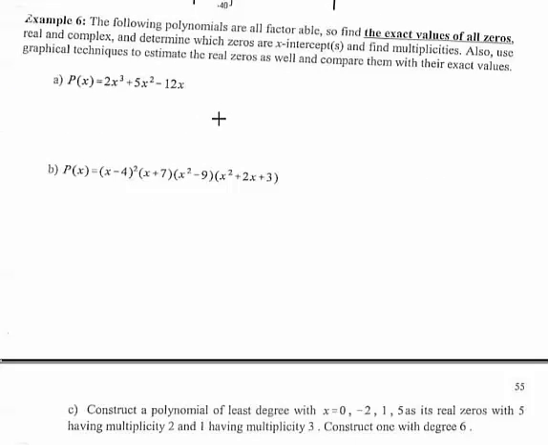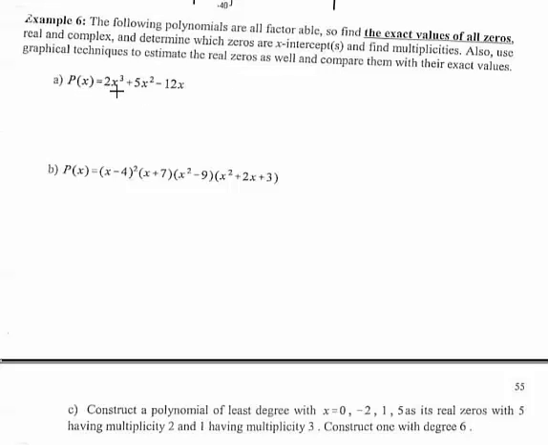Example 6, what does it want us to do? We want to find the exact values of all zeros, real and complex, determine which zeros are x-intercepts, find the multiplicities, and also use graphical techniques to estimate the real zeros and compare them with their exact values. So we got quite a bit of work to do here.